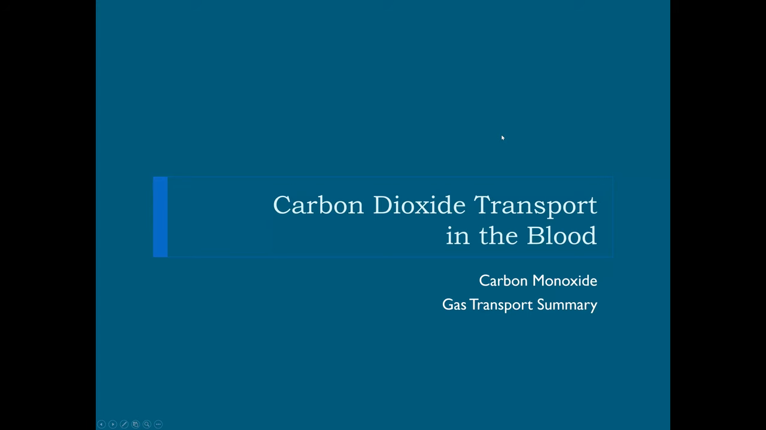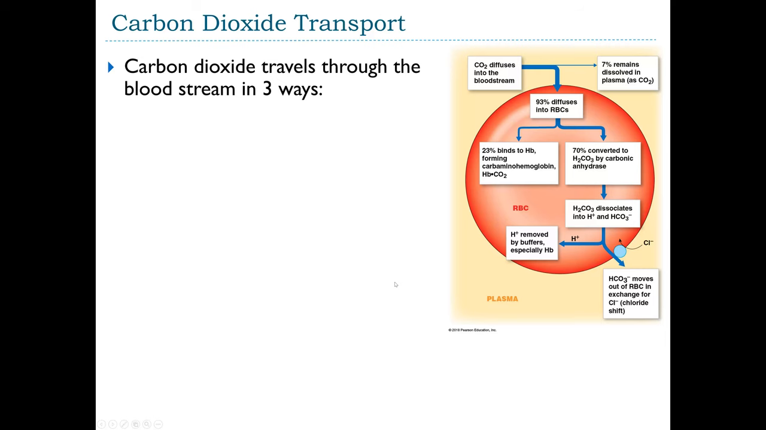In this section, we'll look at carbon dioxide transport in the blood, and we'll also briefly talk about carbon monoxide, and then we'll do a summary of gas transport in the blood. So carbon dioxide travels through the bloodstream in three ways. The first way is that the majority of it is transported as bicarbonate ions.